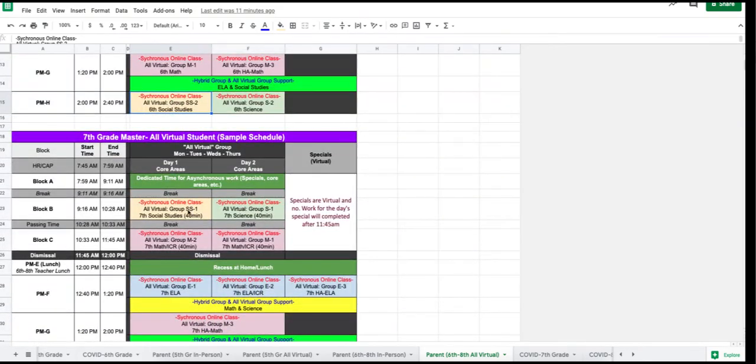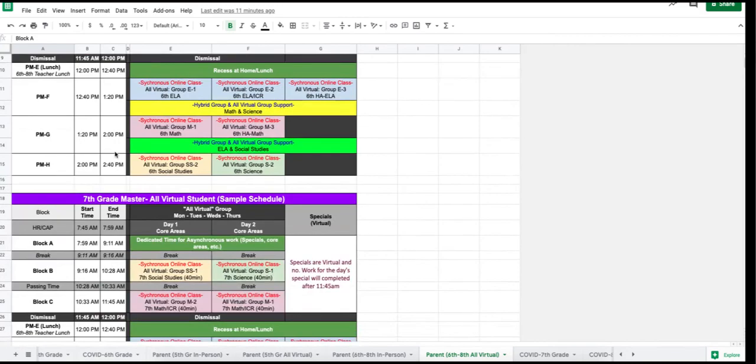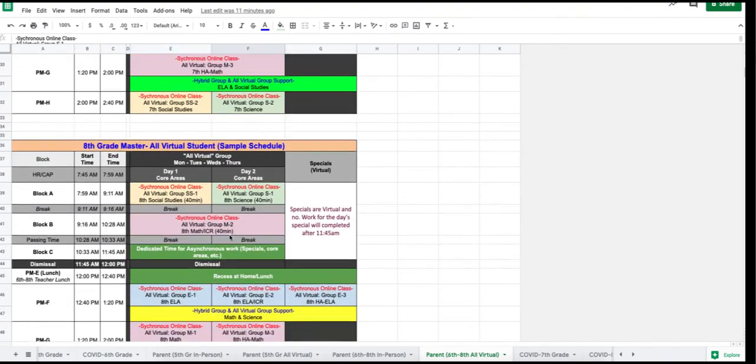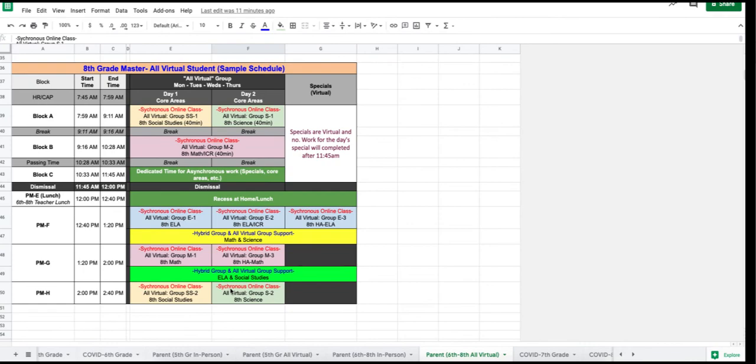The only difference is going to be which periods I'm able to teach one of those math classes during the day and those science and social studies classes. So for example, in 6th grade, I'm able to teach that M2 ICR section in block A, but in 7th grade, I can only teach that ICR section in block C. 8th grade, same thing. They're going to have some instruction during the day, and they would have some instruction in the afternoon. Okay, it's possible that they would have all of their instruction in the afternoon.